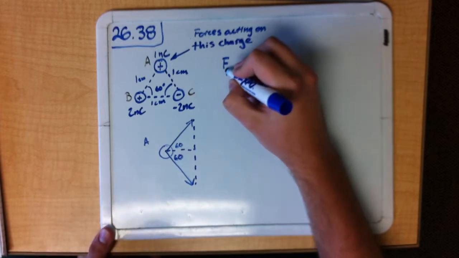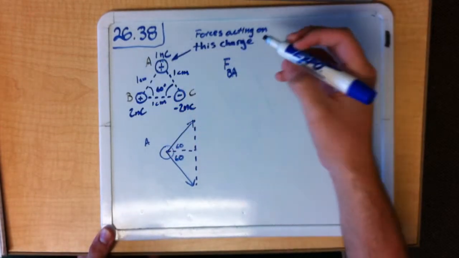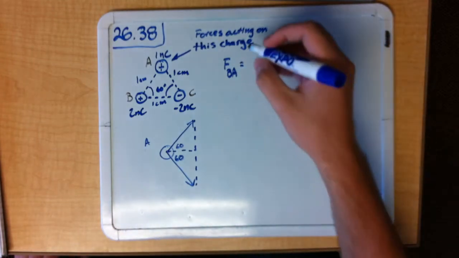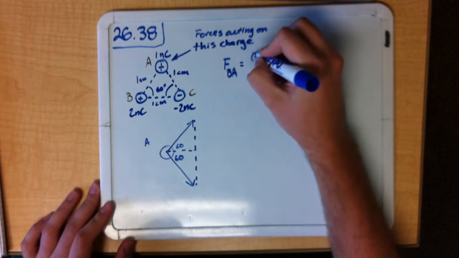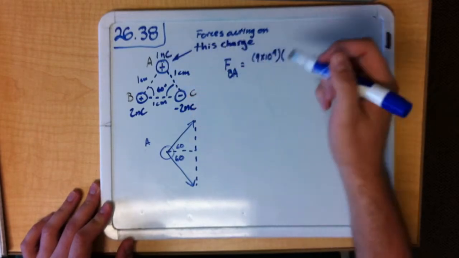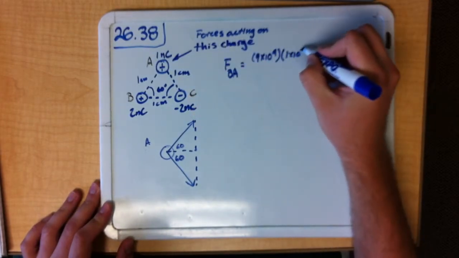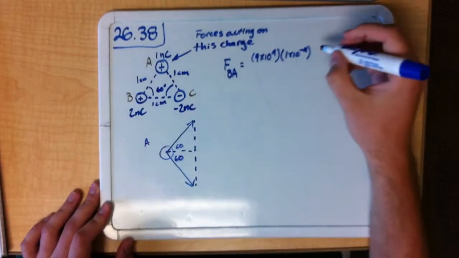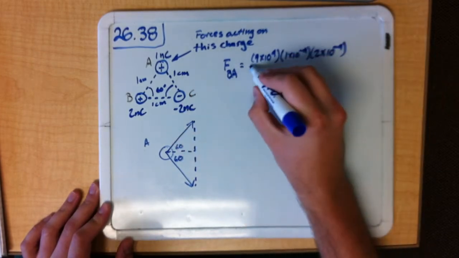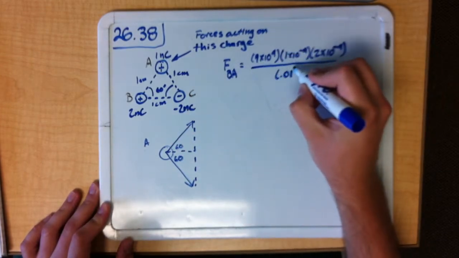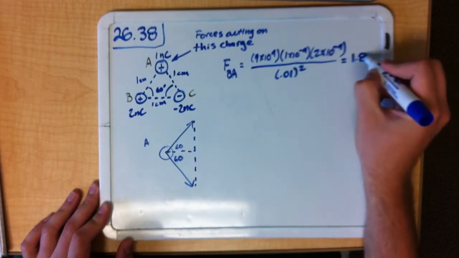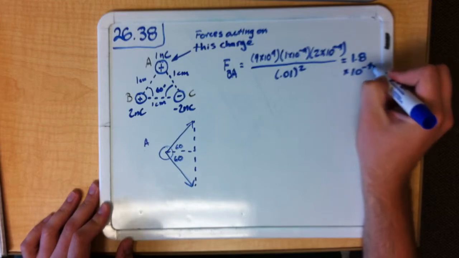So we have the force of B on A, which is B on A right here. Using Coulomb's law, it's k Q Q over r squared. So we have k, which is 9 times 10 to the 9th. Q1 is going to be the 1 nanocoulomb, so 1 times 10 to the negative 9th. The other charge is 2 times 10 to the negative 9th. And the distance is 1 centimeter, but it needs to be in meters, so it's going to be 0.01 meters squared. And that turns out to be 1.8 times 10 to the negative 4th.